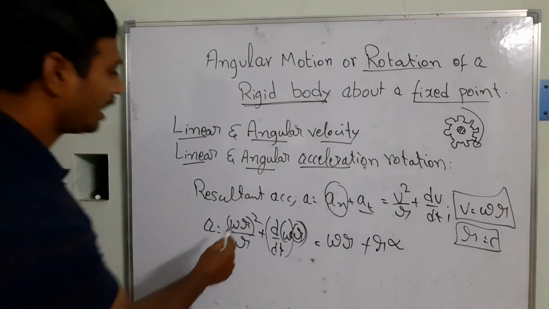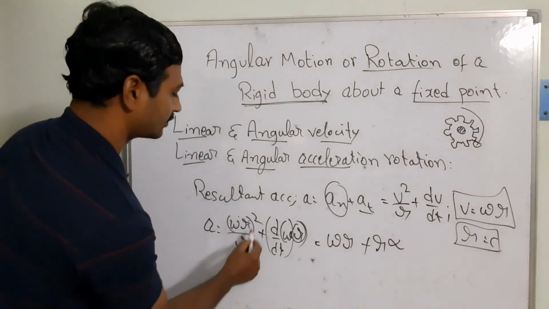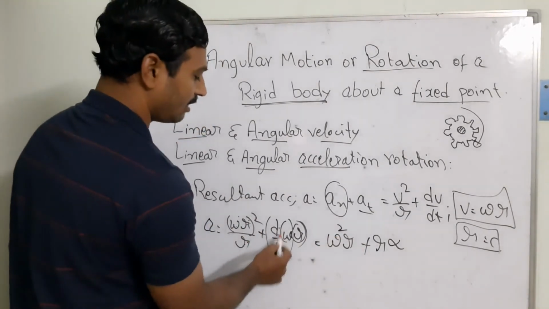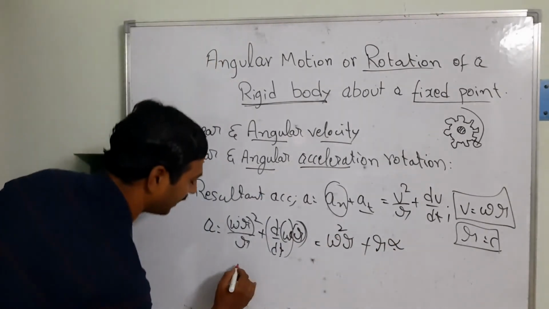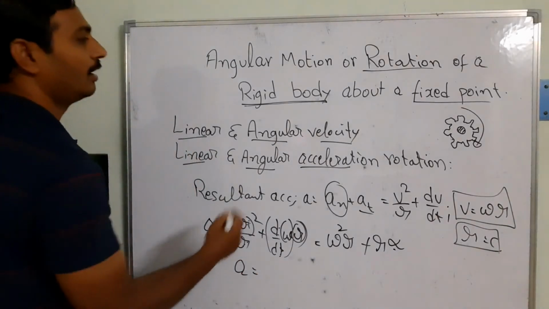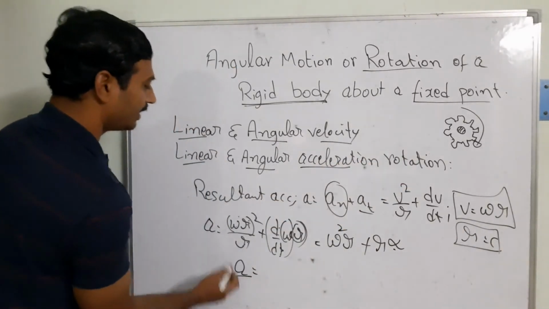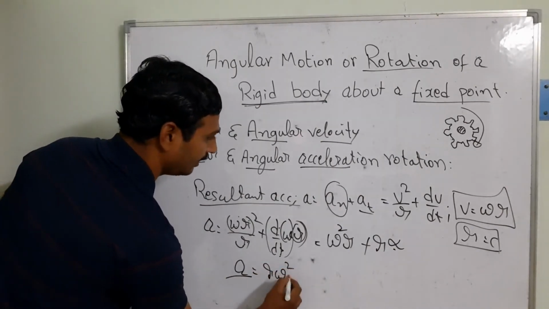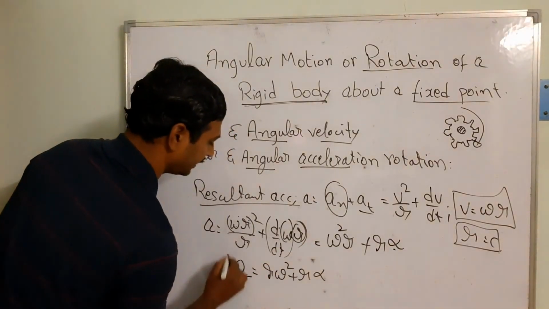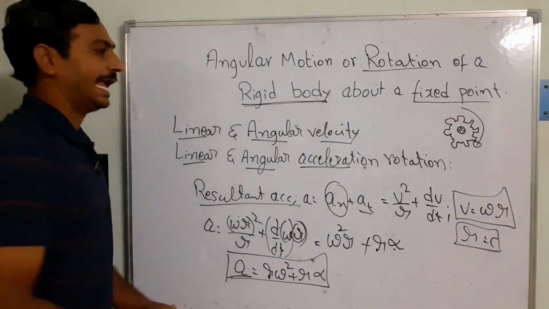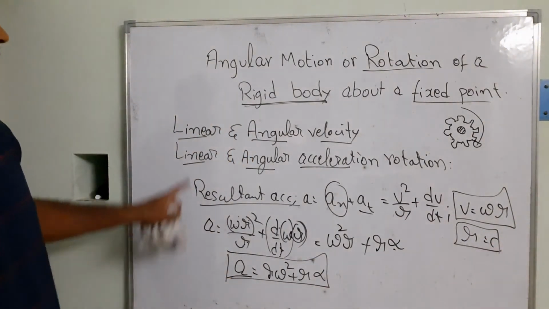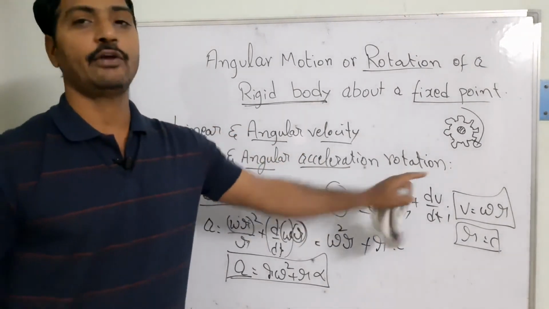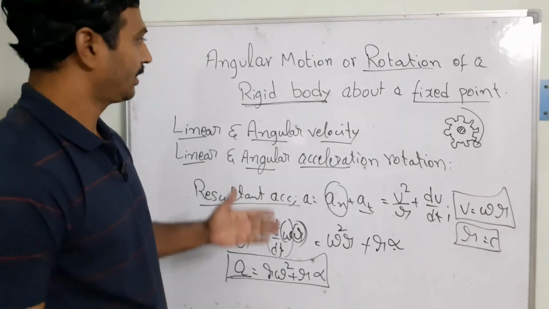So in this case, r omega square, and d omega by dt is going to be alpha. Then finally the acceleration in rotation, the resultant acceleration A, is equal to r omega square plus r alpha. This way we can calculate it. In this case, that is how the linear and angular velocity and acceleration exist in rotation.